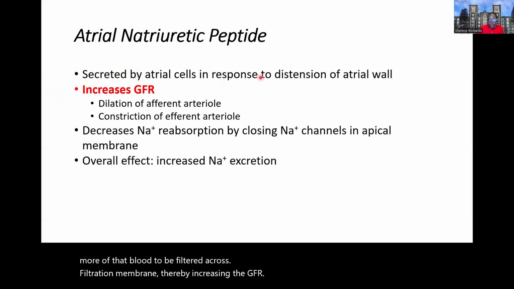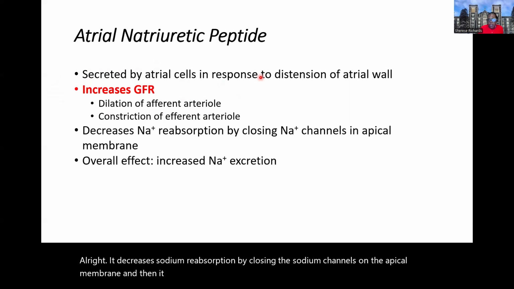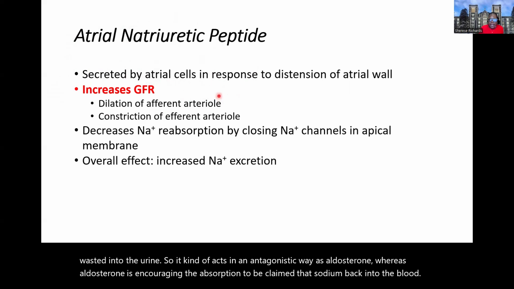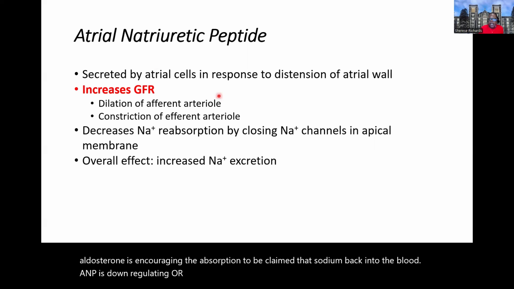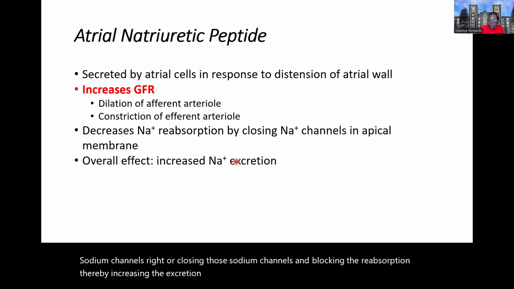All right. It decreases sodium reabsorption by closing the sodium channels on the apical membrane. And then it basically increases the amount of sodium that is excreted or lost or wasted into the urine. So it acts in an antagonistic way to aldosterone. Whereas aldosterone is encouraging the absorption to reclaim that sodium back into the blood, ANP is down-regulating or decreasing the sodium channels, or closing those sodium channels and blocking the reabsorption, thereby increasing the excretion of that sodium into the urine.